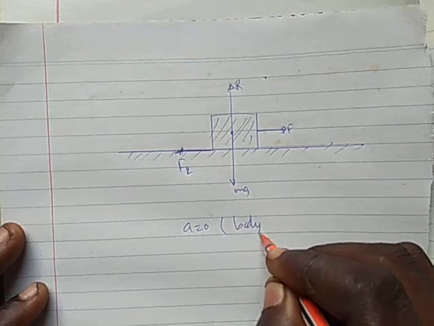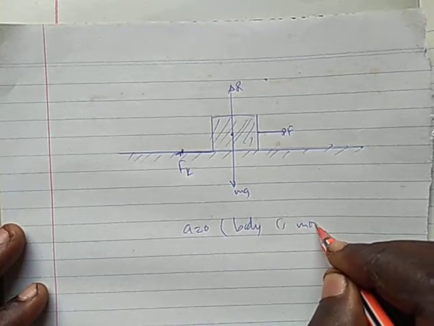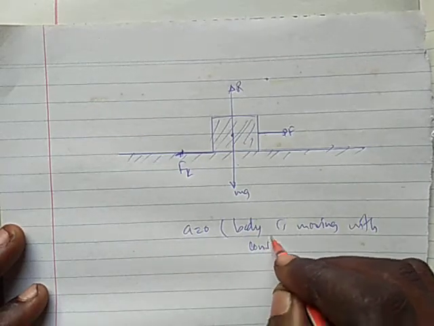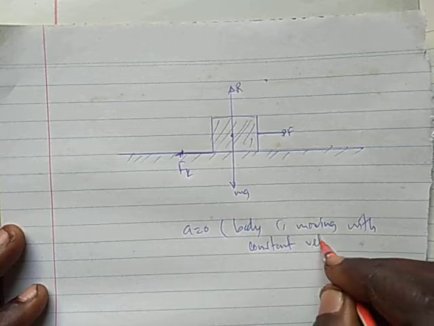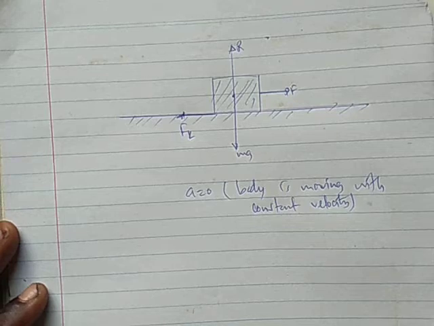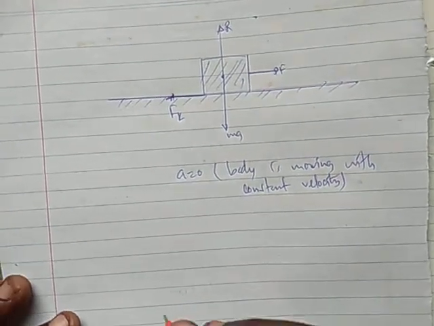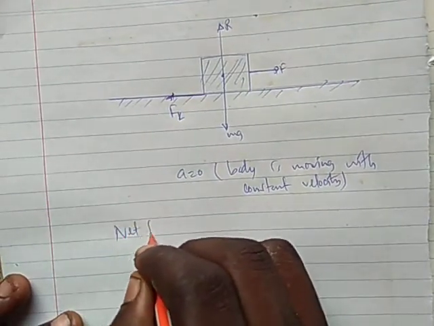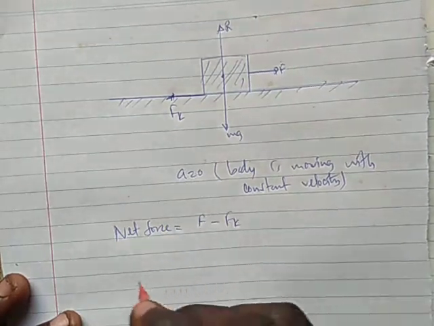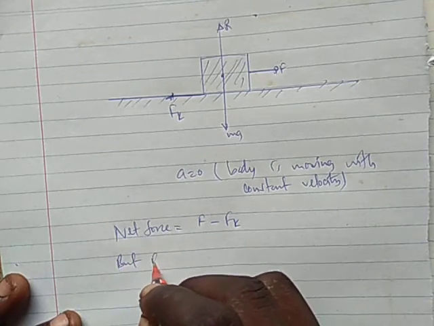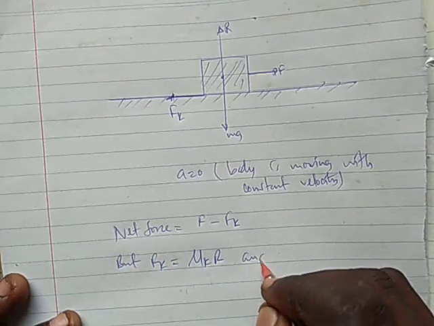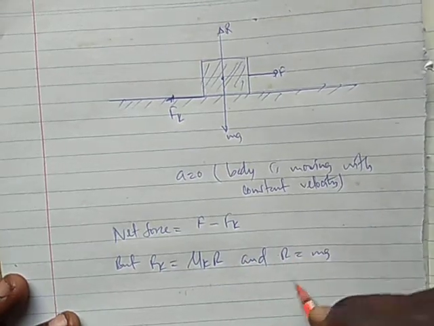A body is moving with constant velocity. If the body is moving with constant velocity, utakachokisema hapo nini? Utasema kwamba huwa tunasema net force ni sawa na F minus kinetic friction Fk, but Fk ni sawa na mu k R, and in this case R is equal to mg.